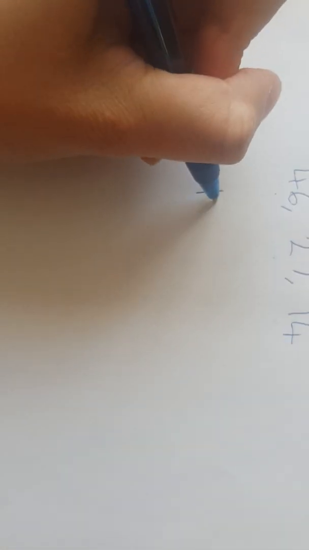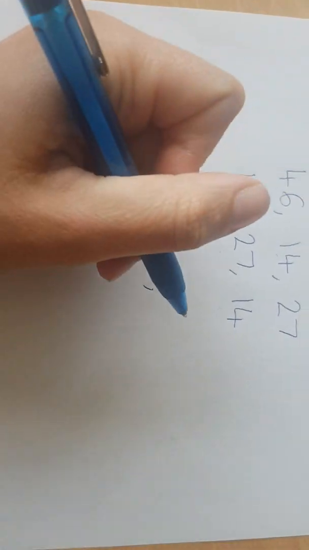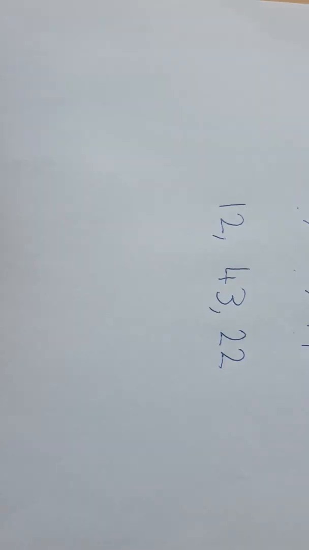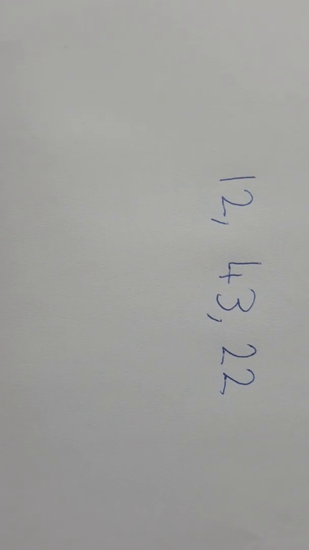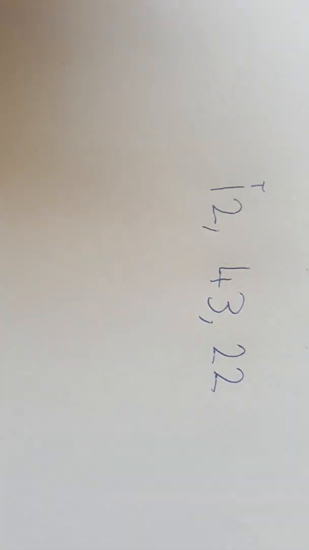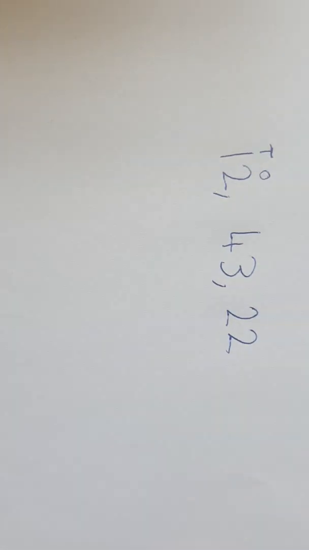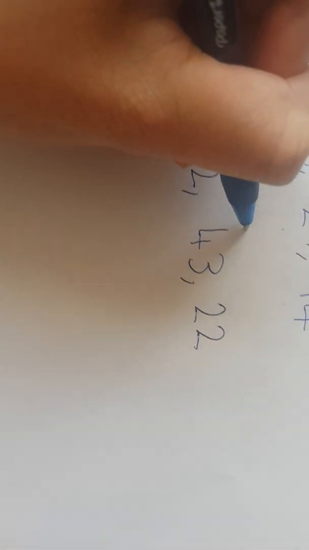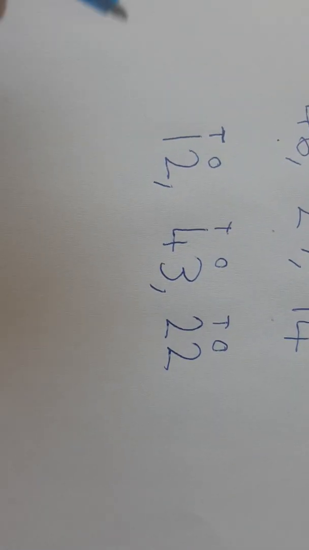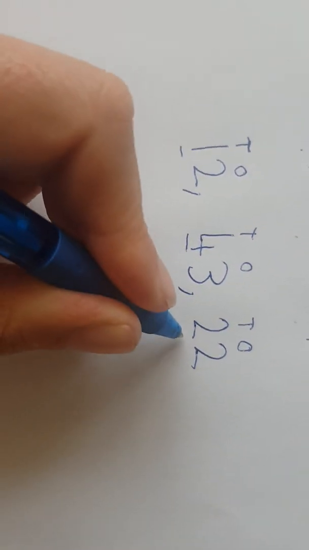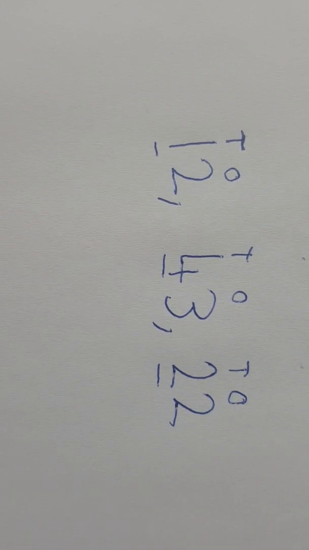Right, we're going to have a look at a way without using the number square. So we'll do 12, 43, and 22. So this time I'm just going to look at the tens and ones. So remember, I write T above the first digit for my tens, and an O above the second digit because that's my ones. Tens, ones, tens, ones. And we always start by looking at the tens. So I'm just going to underline those tens, that first digit in those numbers.